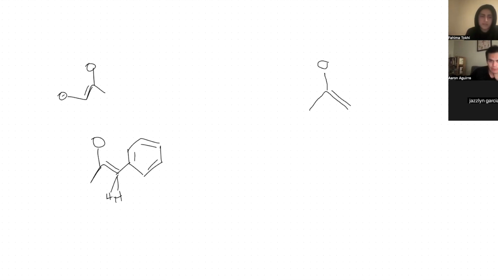That makes sense. Before it used to be, wait, not like that. What was it? This carbon only has two hydrogens on it, and it can take one more.